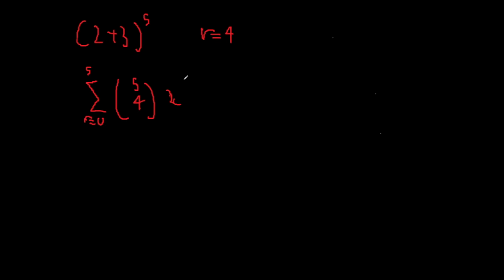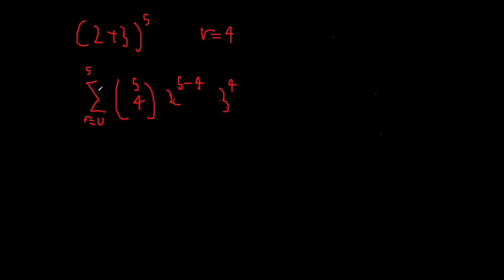Sorry, my mic turned off for a second. You put 2 there, to the 5 minus 4. Then b. I don't know why I keep writing the letter. b is just 3. So you have 3 to the 4. And then you can solve this.